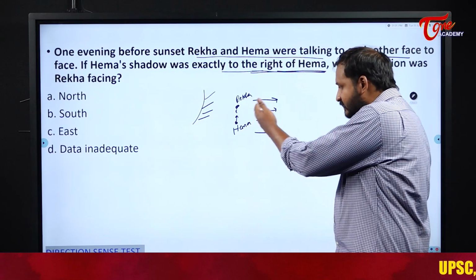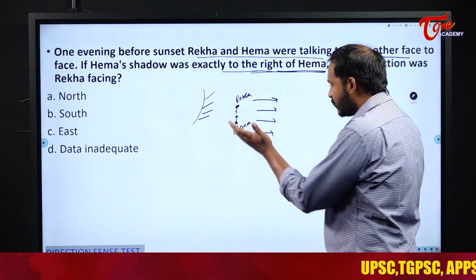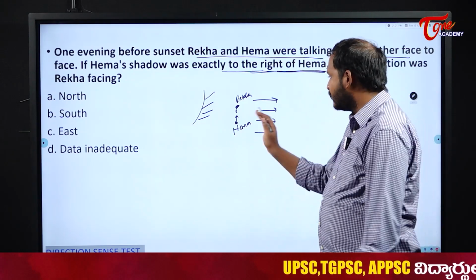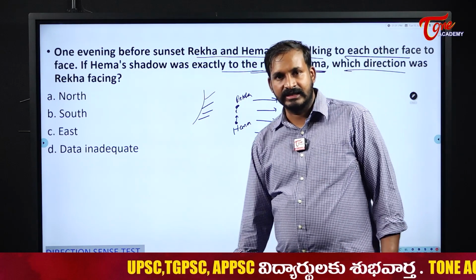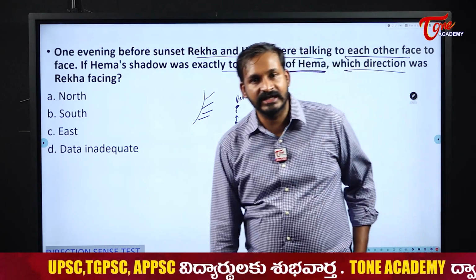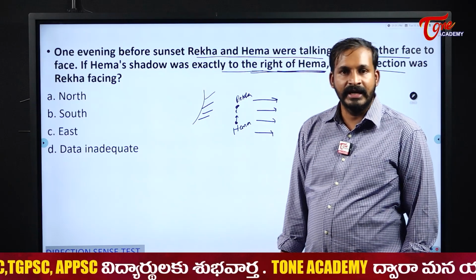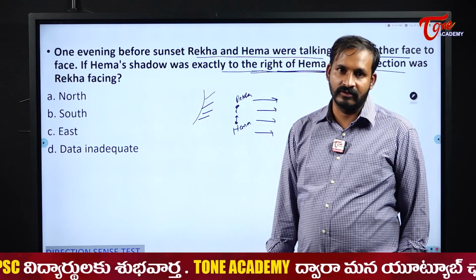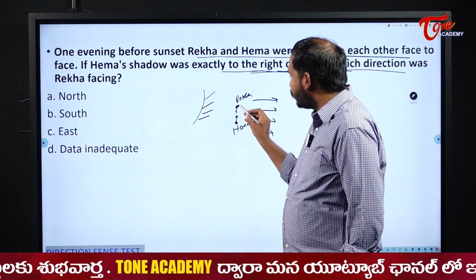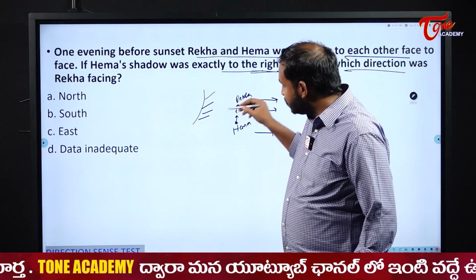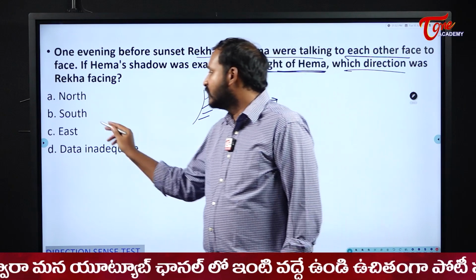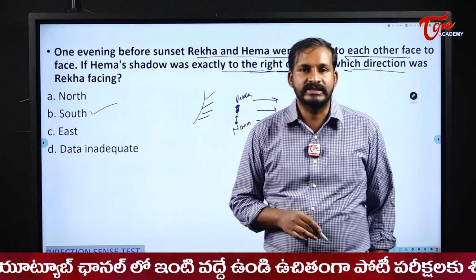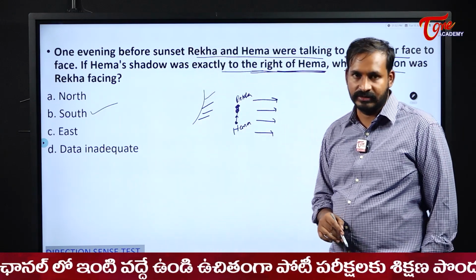Whether it is Rekha's shadow or Hema's shadow, both persons' shadows will fall in this direction only, and this is their position. Which direction was Rekha facing? Rekha's position is at the north, but she is facing which direction? South. So our answer here becomes south.